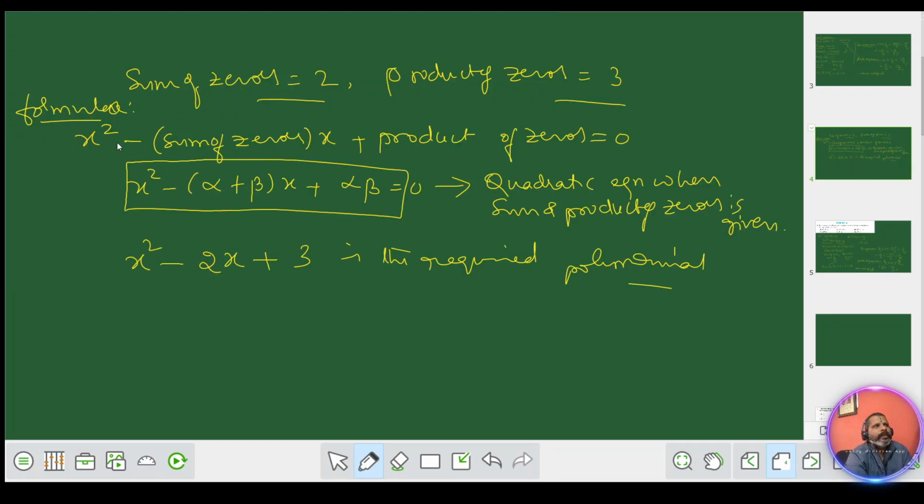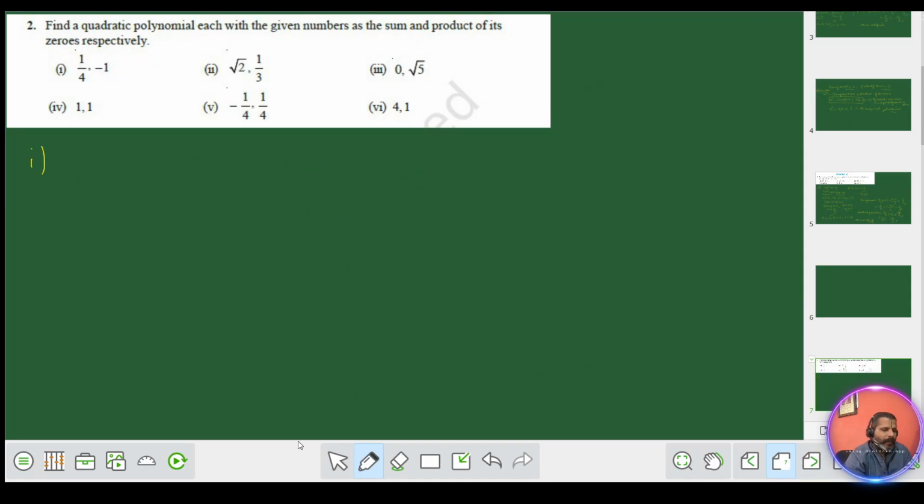Sum of zeros, quadratic polynomial construction is very important. 1 mark they may ask here. It will go like this formula: x square minus sum of zeros into x plus product of zeros. Okay. Let's see. Here what is given? Alpha plus beta, they have said sum and product respectively, means first one is sum, that is 1 by 4. Product alpha beta is minus 1. We have to construct a quadratic polynomial, not equation.